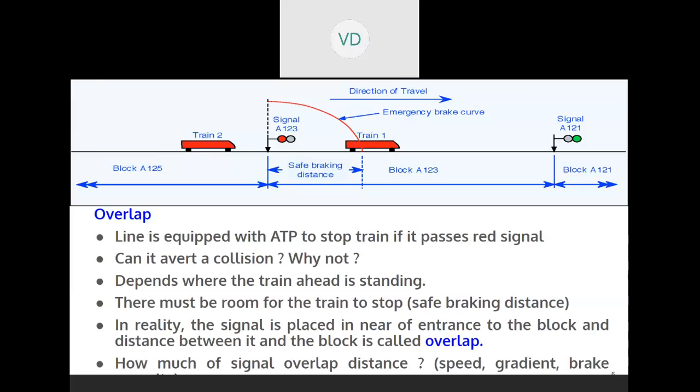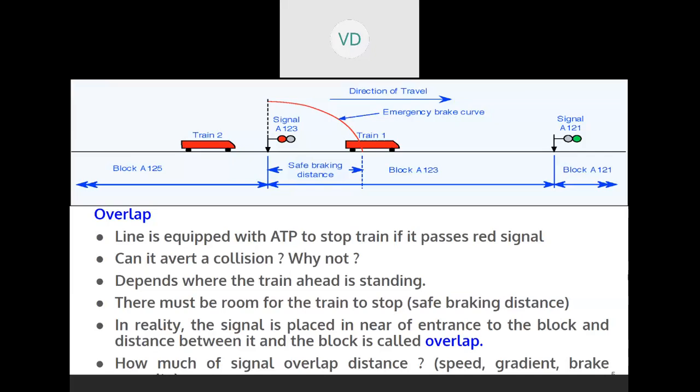So if the train passes the red signal, you still need some distance beyond the red signal to stop. In here I've shown a train 1 and train 2. Train 1 is in the overlap region or the braking distance region, so it is likely to collide. So just providing a train stop device at every signal does not solve the problem. It depends on where the train ahead is in the block. If it is near, in the overlap, as shown here, it is going to collide.